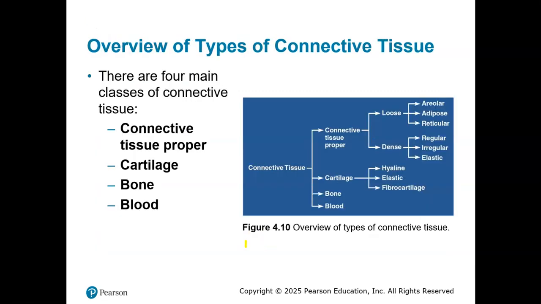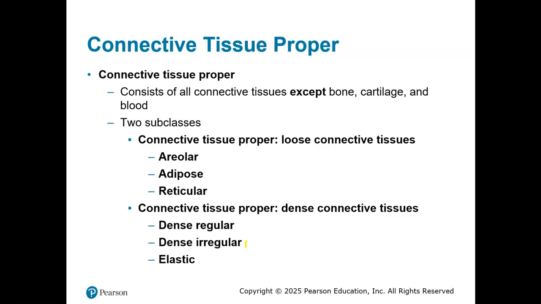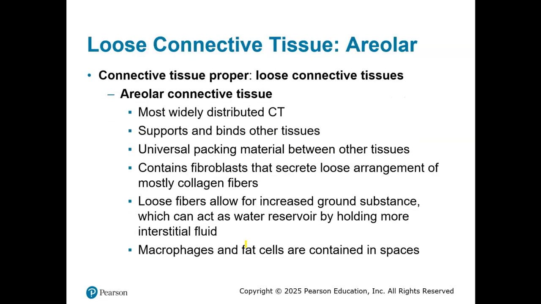So areolar tissue is the most widely distributed connective tissue, and it supports and binds other tissues. But here's how you'll probably see it worded in any questions you would have. Areolar tissue is the universal packing material between other tissues. So that's always what you associate. Areolar tissue is the universal packing material between other tissues. And it is a type of loose connective tissue.